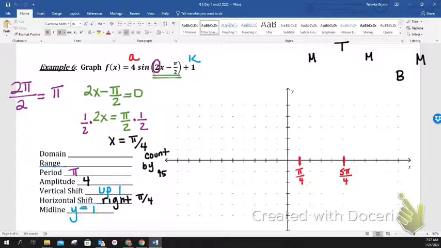Okay, so we just need to know our pattern. If you know the pattern, what do we do for sine? We start at the midline. And where is the midline of this wave? What is k? 1. So put a point at 1 at the start and at the end, because that's my midline. And then sine hits the midline again directly in the middle. So midline 3 times.